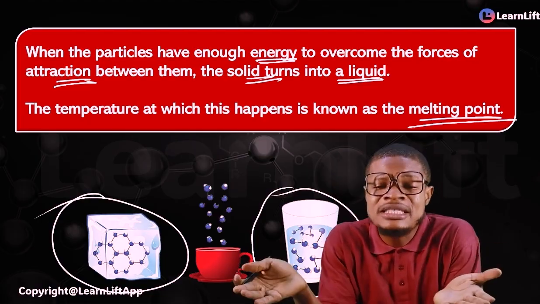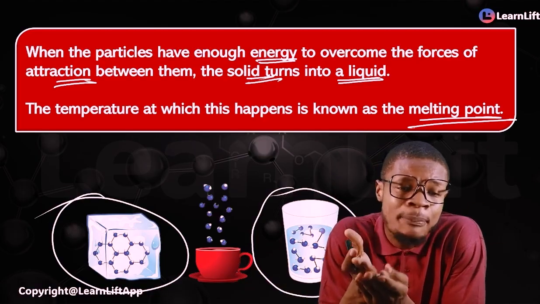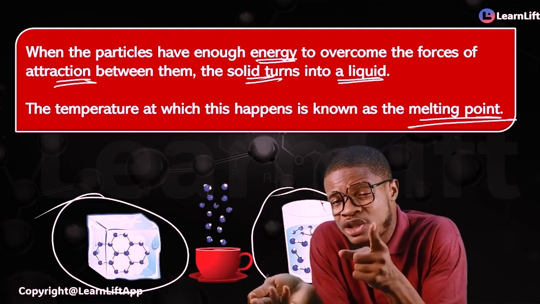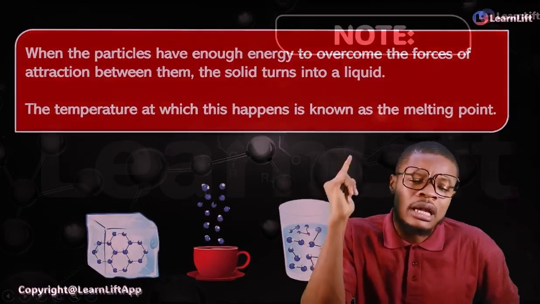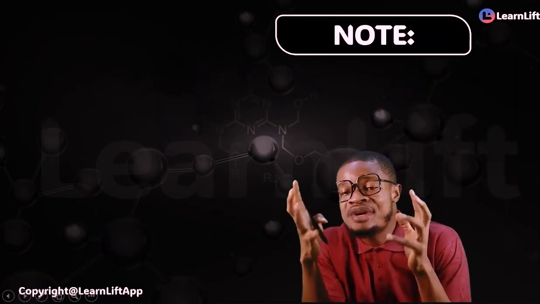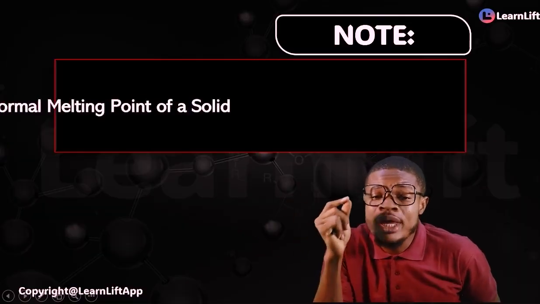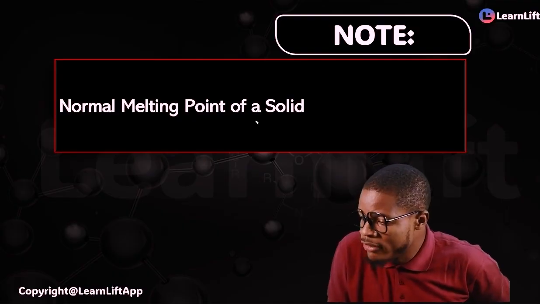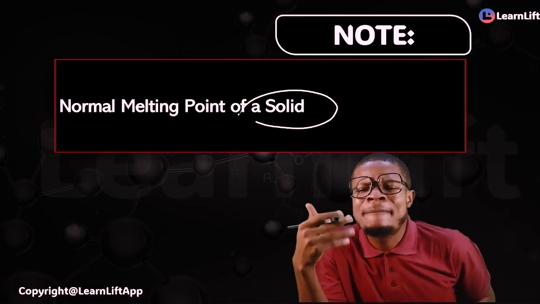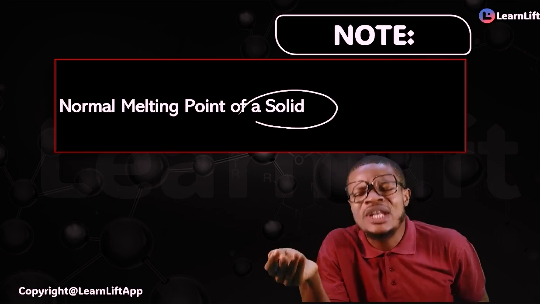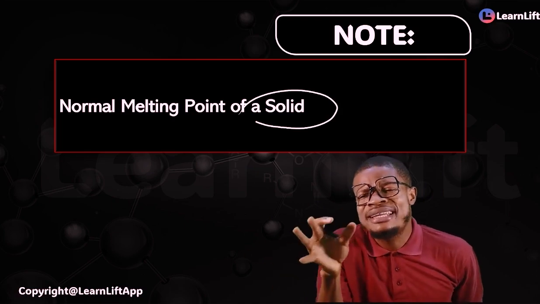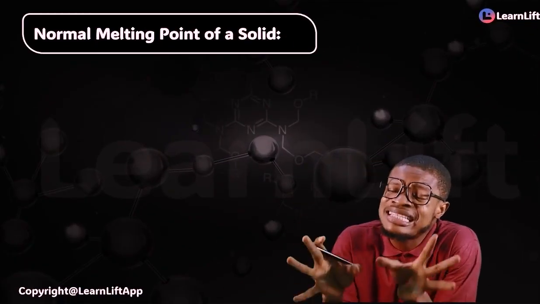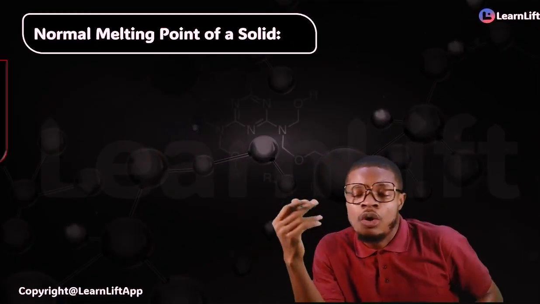That's how we say melting point is the temperature at which this happens. The solid is turning into liquid. That temperature is called your melting point. I'd like you to note this very interestingly well. There is what we call the normal melting point of a solid. This is one area they don't play with. Please understand this very quickly. When we say normal melting point of a solid, what do we refer to?